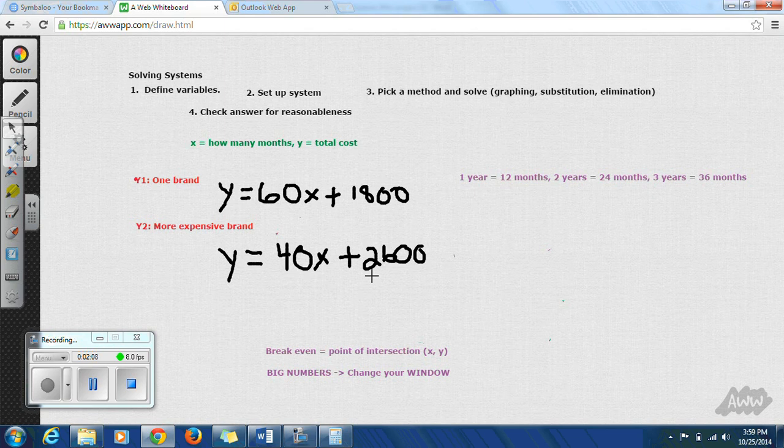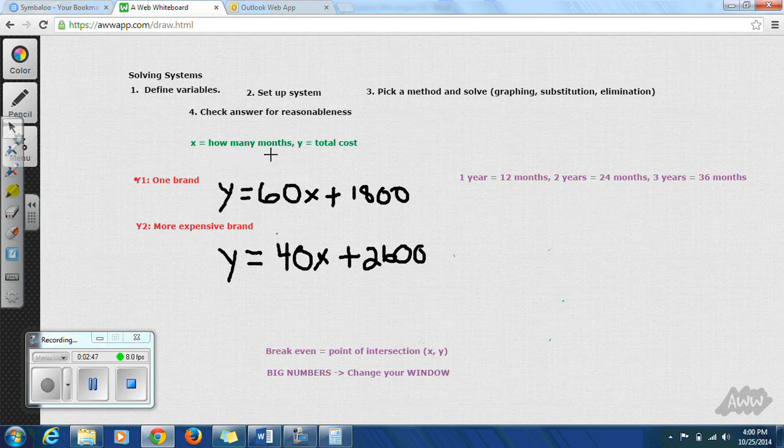That's part A. Part B asks you to find the total cost of each after 1 year, 2 years, and 3 years. We have done defining variables and setting up systems. Because of the way this is set up, we're going to use the graphing method because it's going to ask you to graph on later things. Now, if we want to find the total cost using your calculator, since both of these are in y equals, if you type these into y1 and y2, it would be easy to look at the table for these values.